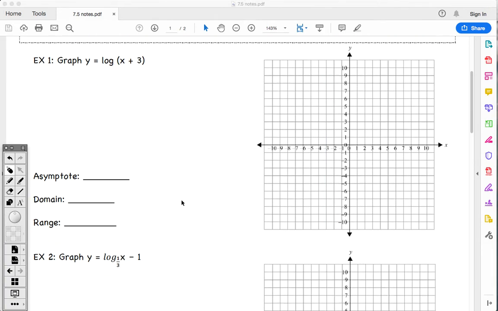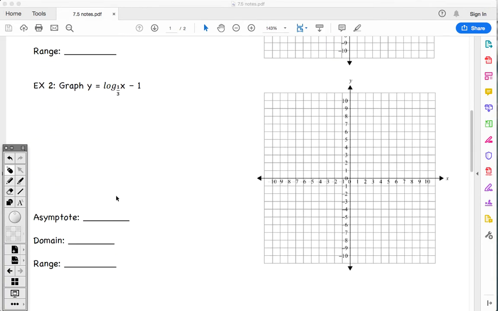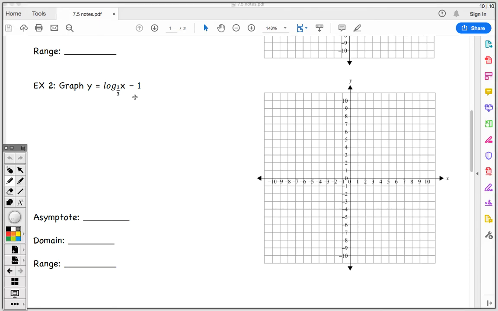Okay, let's look at another one. So again, is this inside parentheses? Let's first talk about the x's minus 1. Is this inside parentheses? No, it is not. So we need to keep in mind that because it's not in parentheses, this is talking not about our h value, but this is our k value. So if we're looking at this particular format, our b, our base is 1/3.